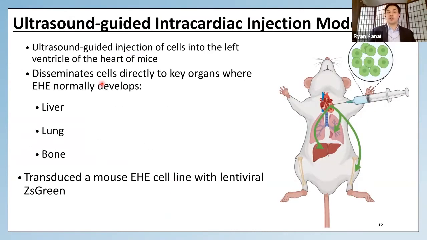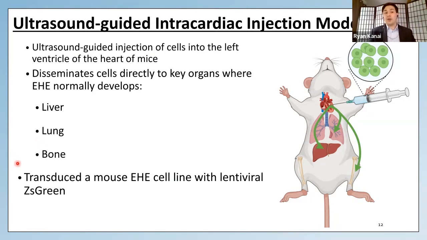The first thing we tried was an ultrasound-guided intracardiac injection model. Essentially, we use ultrasound to guide a needle into the left ventricle of the mouse heart, and then we're able to inject labeled tumor cells into the heart. This model disseminates cells throughout the entire body of the mouse. But importantly for EHE specifically, this model does a really good job of delivering tumor cells to the liver, lung, and bone, three locations where EHE tumors generally form.